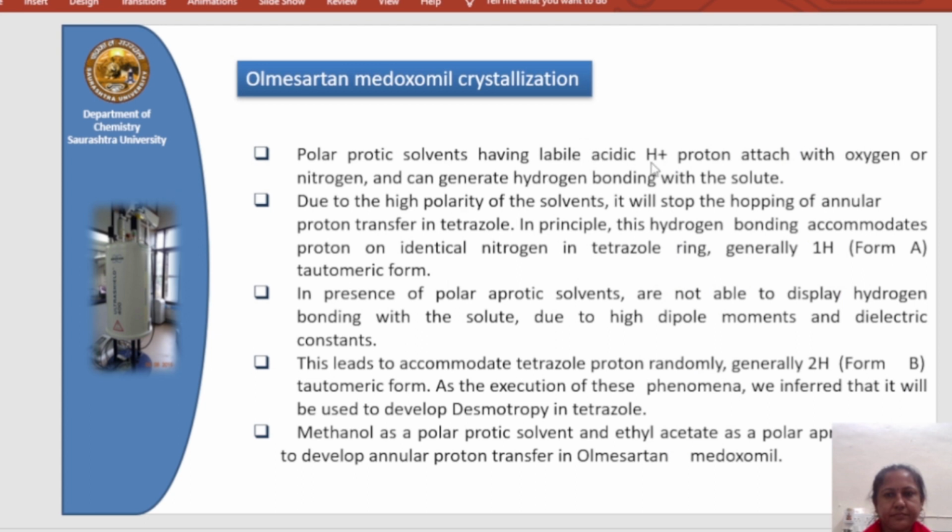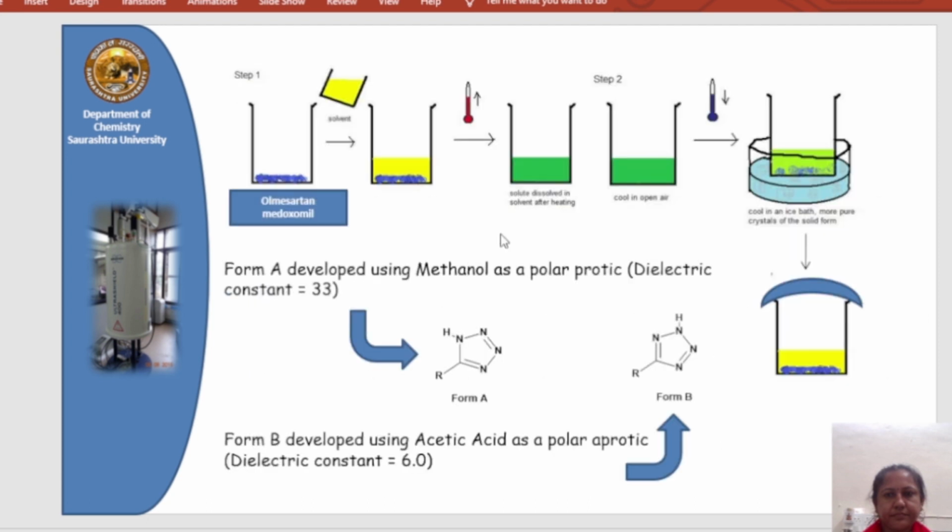Polar protic solvents having a labile acidic H plus proton attached with oxygen or nitrogen can generate hydrogen bonding with the solute. And due to the high polarity of the solvent, it will stop the hopping of the annular proton transferred in the tetrazole ring system. So in the next case, we use the protic solvent, then the aprotic solvent, and we develop these two molecules, form A and form B. Form A is 22 and form B is 23 in the overall structure of this alpha atom.